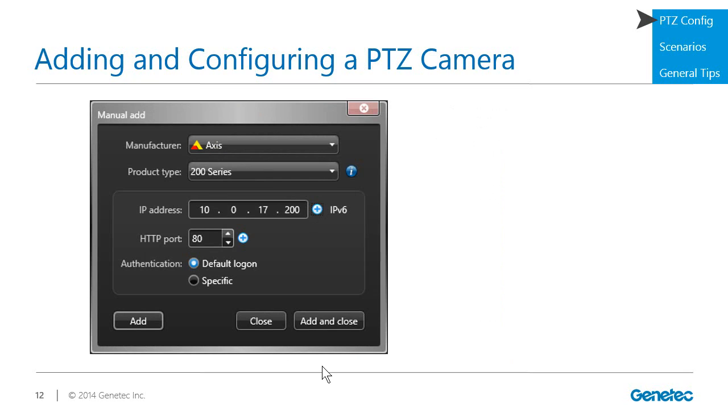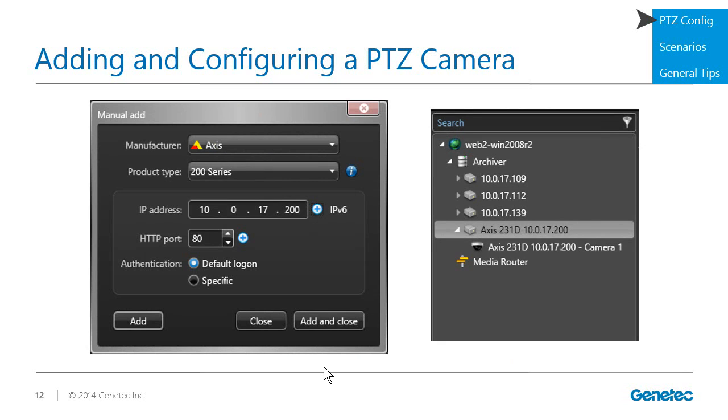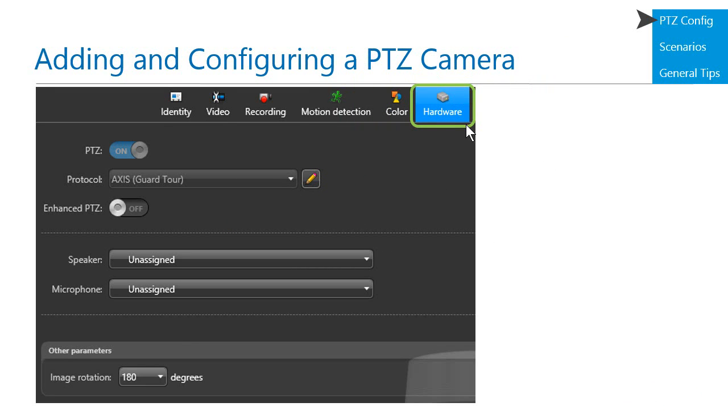To add an IP PTZ camera, just go through the normal procedure of adding a video unit to Security Center. Once the unit has been added, you will see a dome for the camera icon. Taking a look at the hardware tab for the camera, you will see that the PTZ slider is on and grayed out, and it should already have selected the appropriate protocol to use. The protocol configured in this section of Security Center must match the one used by the PTZ unit, or they will not be able to communicate.